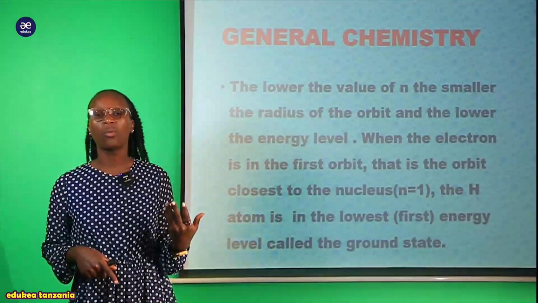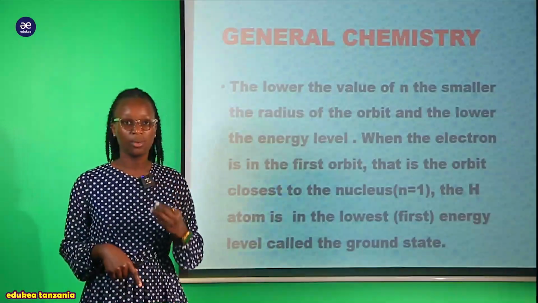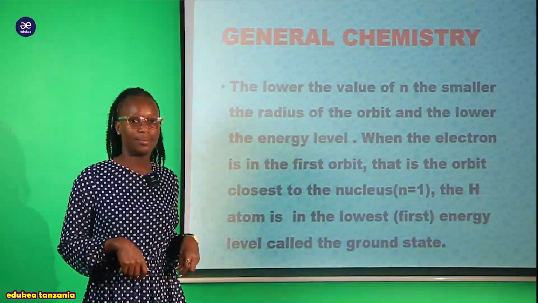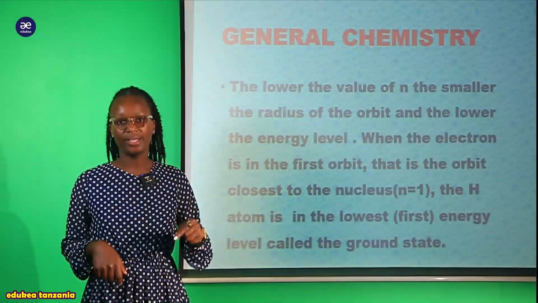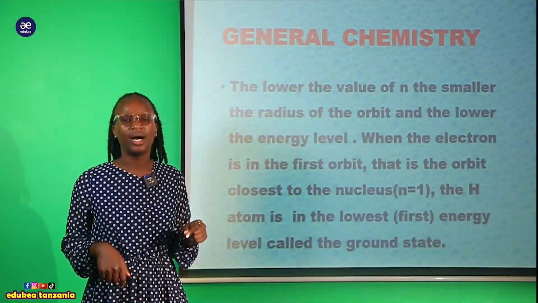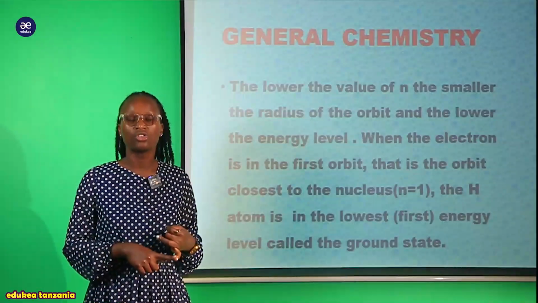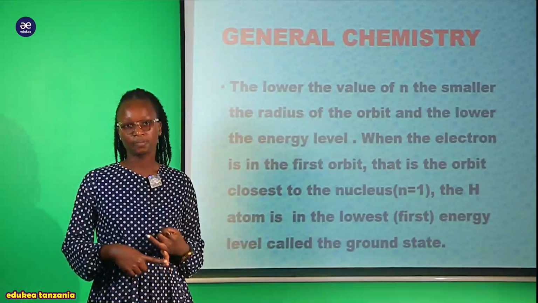Here we get the overall meaning: if we have a lower value of n, it means the quantum number is lower, which means there will also be lower energy but also a lower radius.